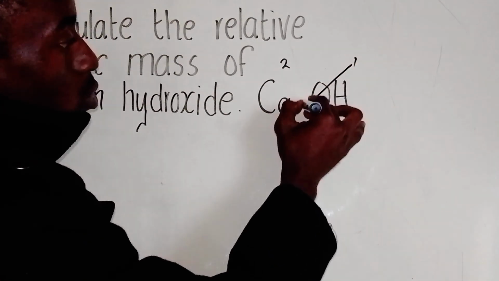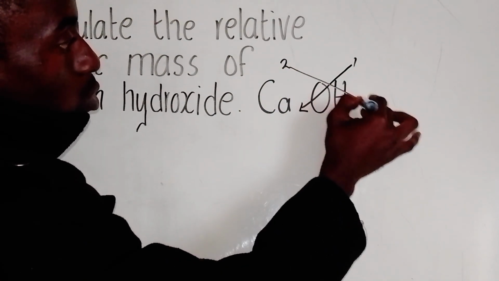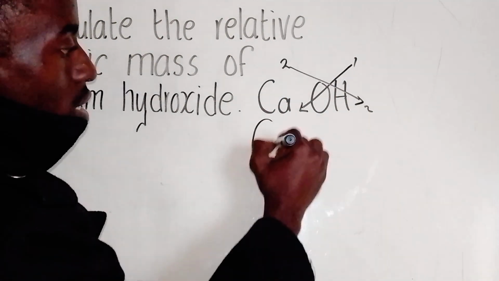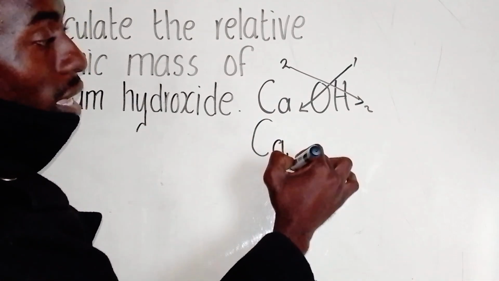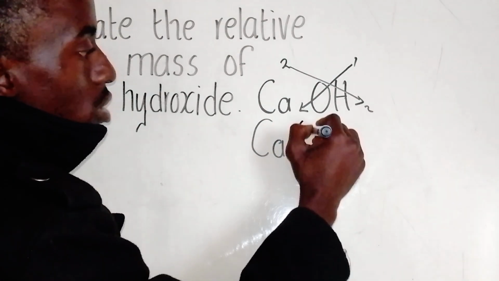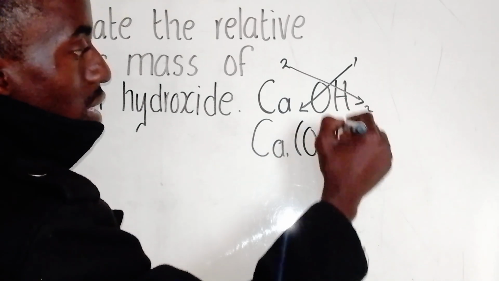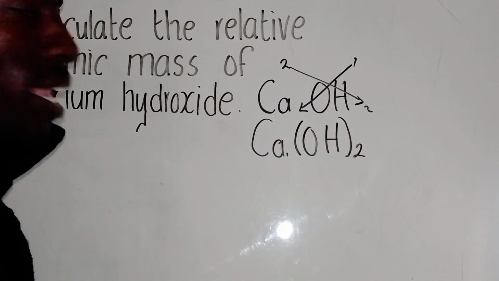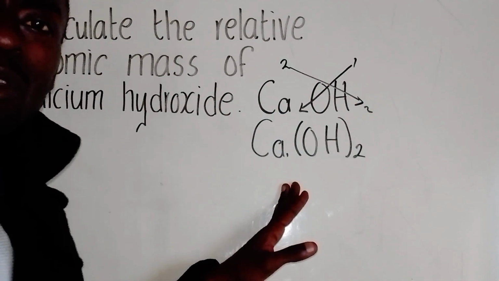So what we do next is swap them: this one supposed to come here, these two supposed to come there. So the next step will be like this. It will be Ca, then 1 there. Now, since there's a 2 outside here, you introduce the brackets like this, and then you put a 2 outside. That's the actual meaning. Now, we continue. This is the chemical formula.